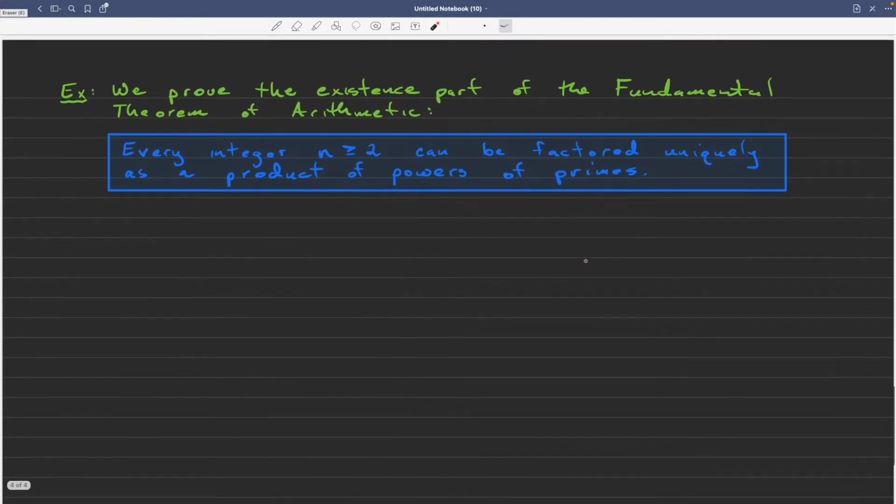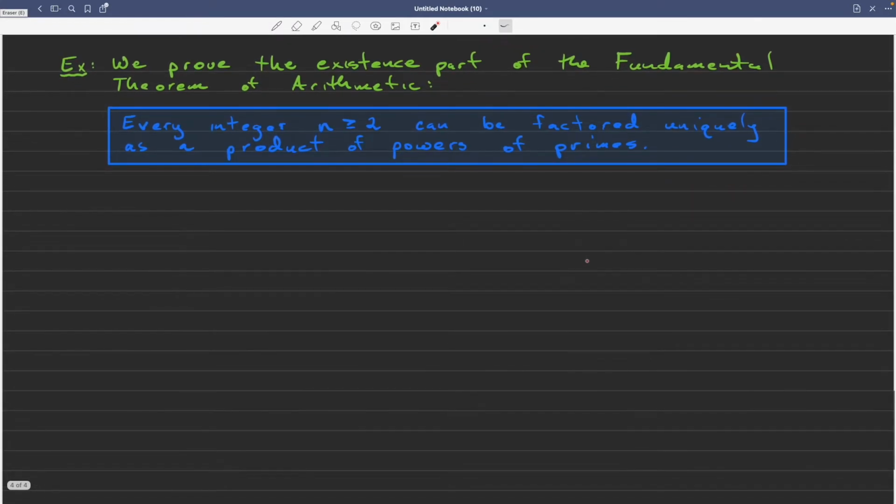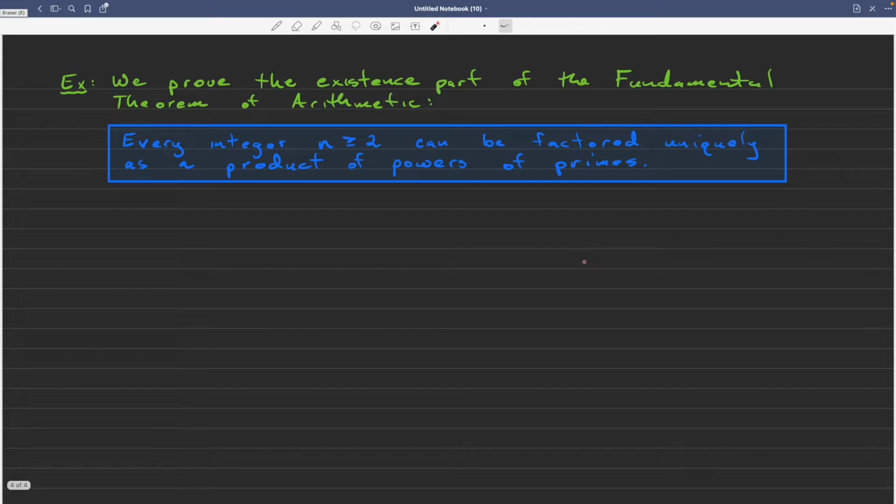Let's do another sort of famous example that uses the second principle of mathematical induction. So here we're going to prove the existence part of what's called the fundamental theorem of arithmetic. So the fundamental theorem of arithmetic is pretty familiar. It just says that every integer greater than or equal to 2 can be factored uniquely as a product of powers of primes. So we're not going to prove the uniqueness part of it. We're just going to prove that you can factor it.